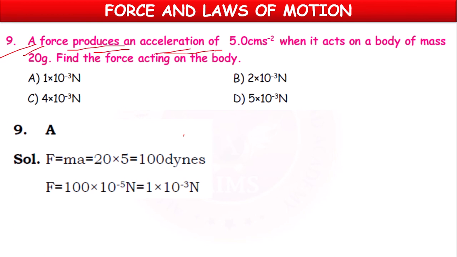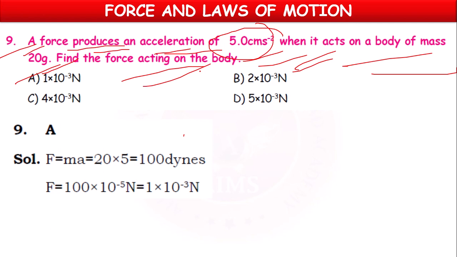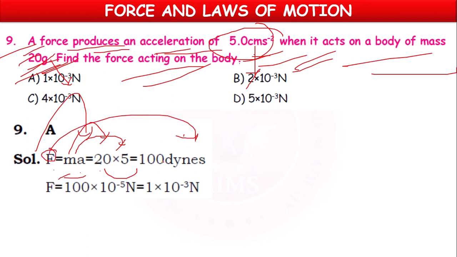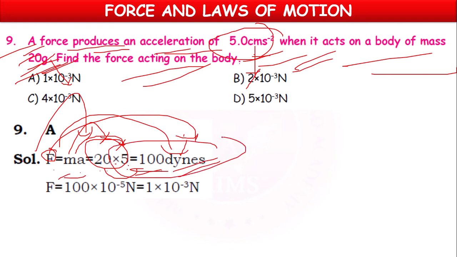Next, a force produces an acceleration of 5.0 centimeter per second square when it acts on a body of mass 20 grams. Find the force acting on the body. We have the formula of force, F equal to ma, where mass is 20 grams, already given in the question, and A is 5 centimeter per second square. Both units are in the CGS system, so no need to change them. We will get the value of force in the CGS system. So 20 into 5, if we multiply, it becomes 100. As the units are in the CGS system, force is also in the CGS system: 100 gram centimeter per second square.